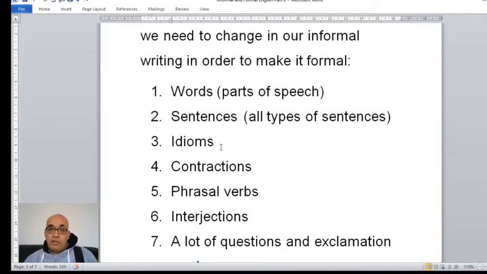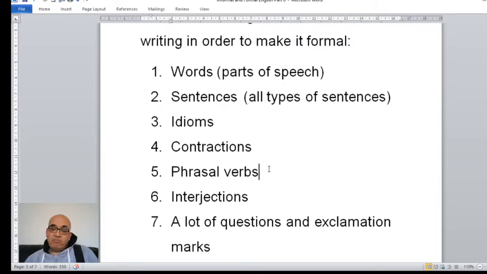Idioms. Don't use idioms in formal English. Of course, idioms like it's raining cats and dogs. This is an idiom, which means it's raining heavily. So don't say it's raining cats and dogs. Try to say it is raining heavily. This is formal. Contractions, again, don't say it's raining. You have to say it is raining. So it's raining, this is informal. It is raining, this is formal.